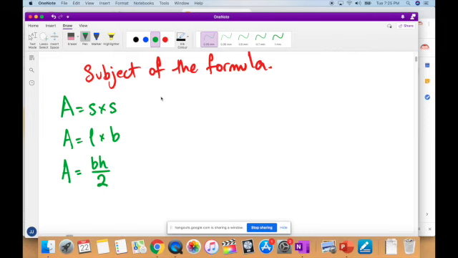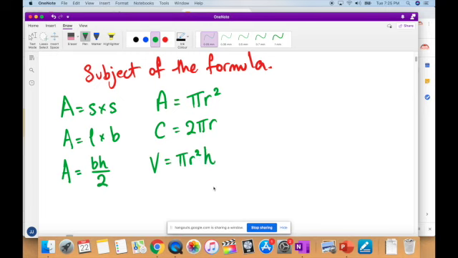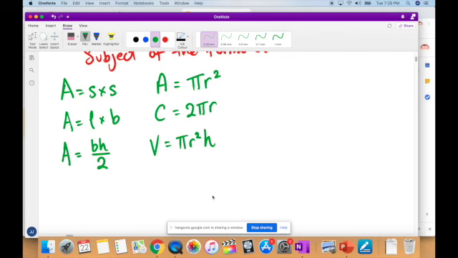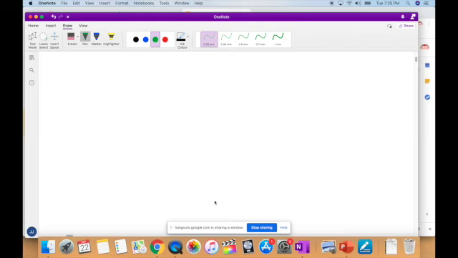What about area is pi r squared? What about circumference is 2 pi r? What about volume is pi r squared h? So you guys remember these formulas? Yeah. Right. So let's take a simple formula by chance, right?